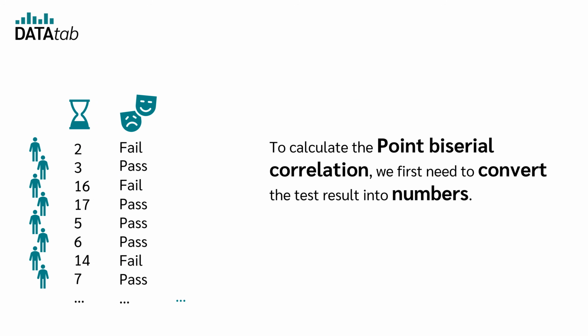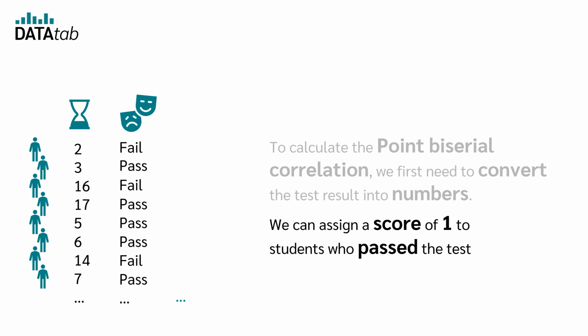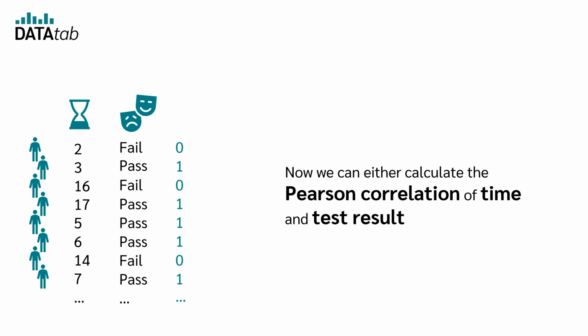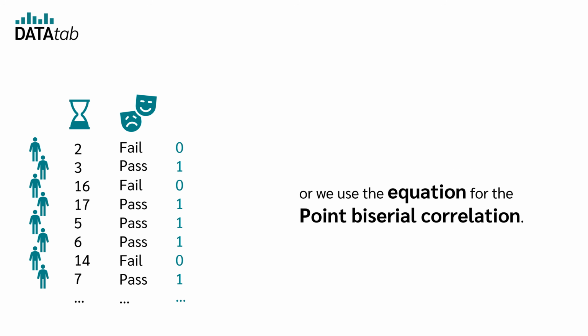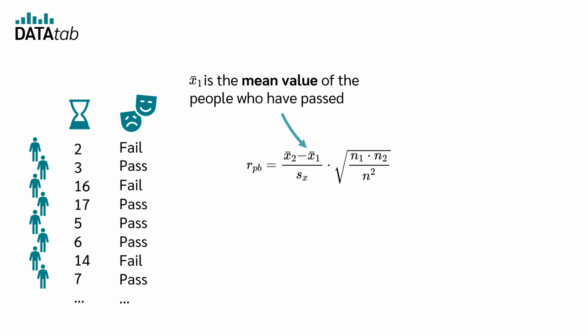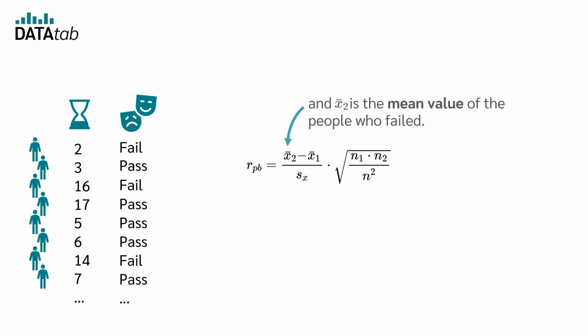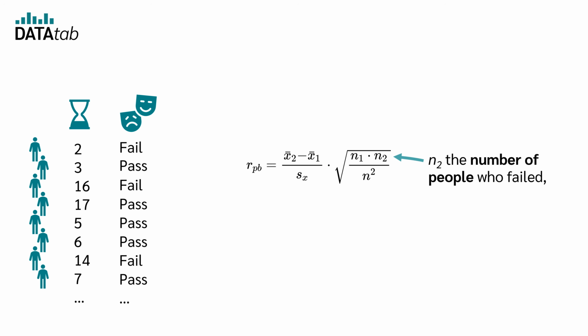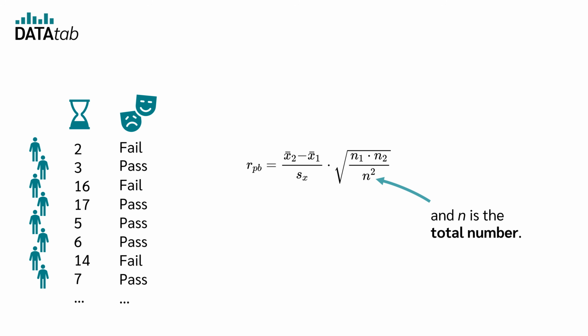To calculate the point biserial correlation, we first need to convert the test result into numbers. We can assign a score of 1 to students who passed the test and a score of 0 to students who failed the test. Now we can either calculate the Pearson correlation of time and test result, or we use the equation for the point biserial correlation. x1 bar is the mean value of the people who passed, and x2 bar is the mean value of the people who failed. n1 is the number of people who passed, n2 the number of people who failed, and n is the total number.